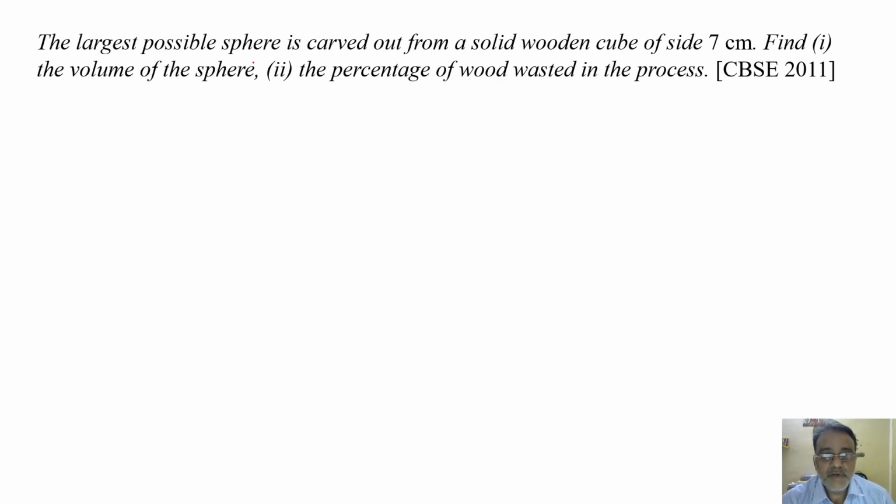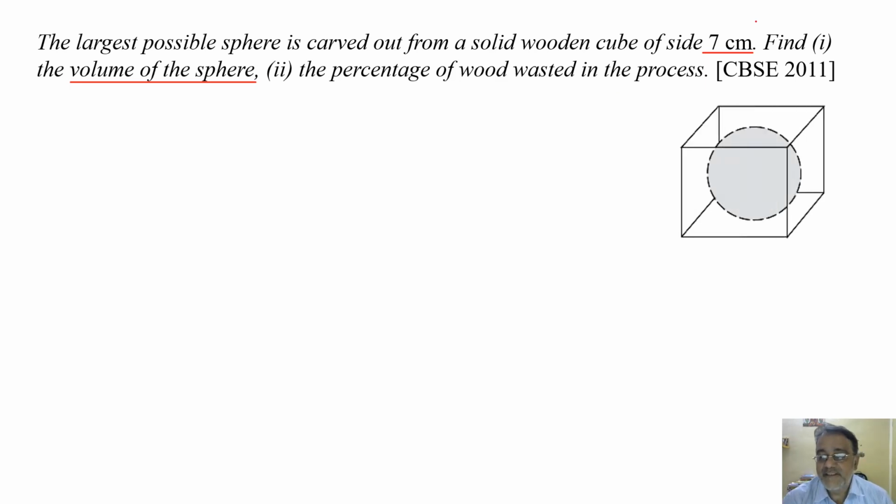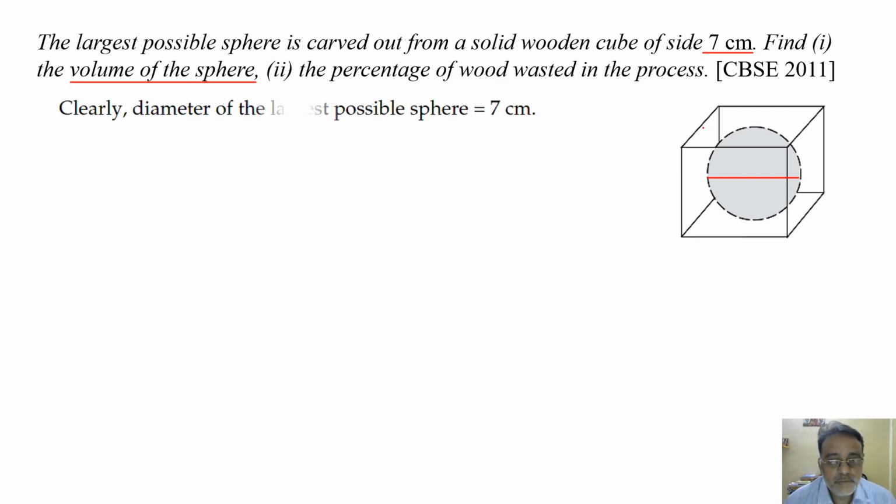The largest possible sphere is carved out from a solid wooden cube of side 7 centimeter. Find the volume of the sphere and the percentage of wood wasted in the process. Right. So see, this is the rough diagram, and clearly the diameter of the largest possible sphere would be the side of the cube, the edge of the cube, right? 7 centimeter. Right. So the radius of the sphere will be 7 by 2.